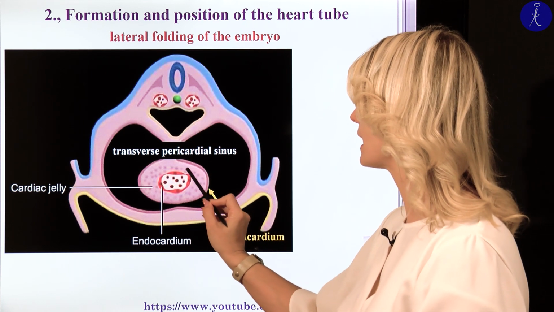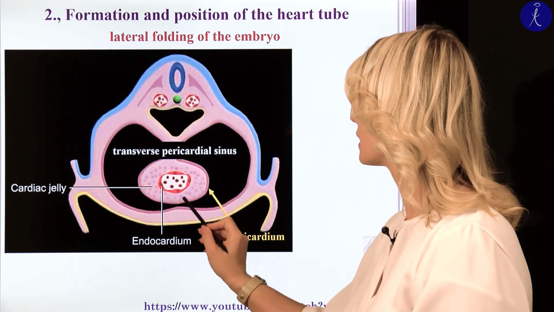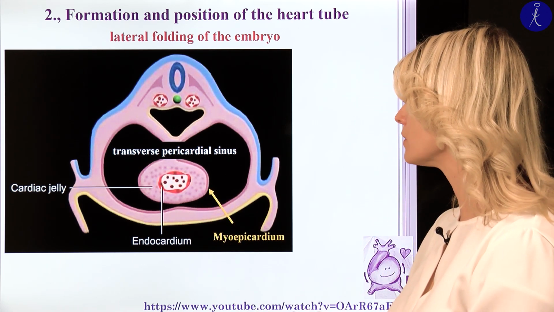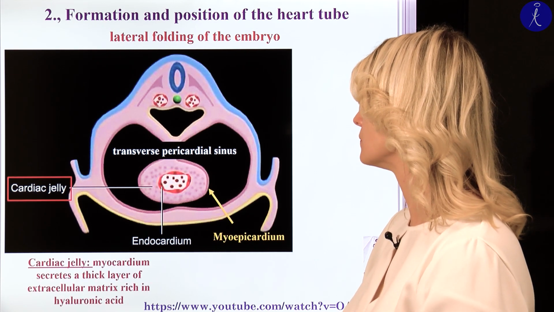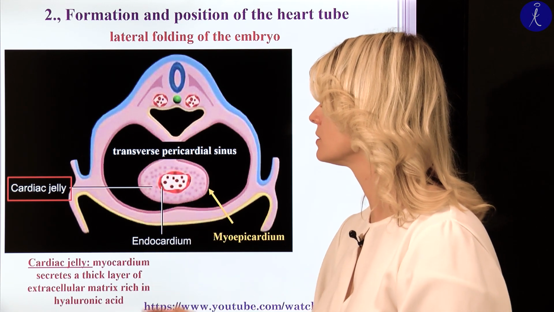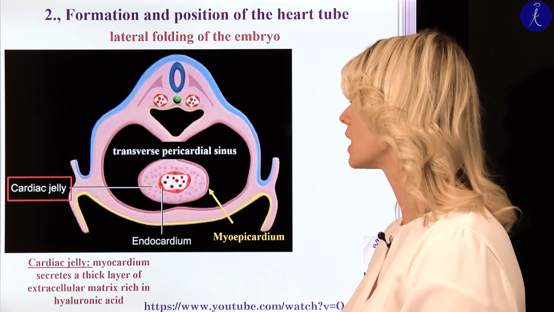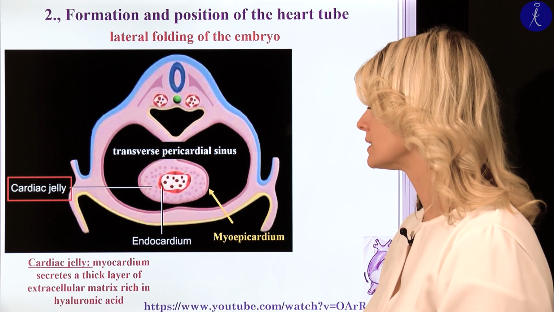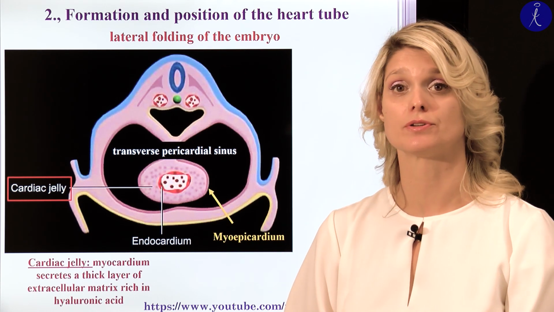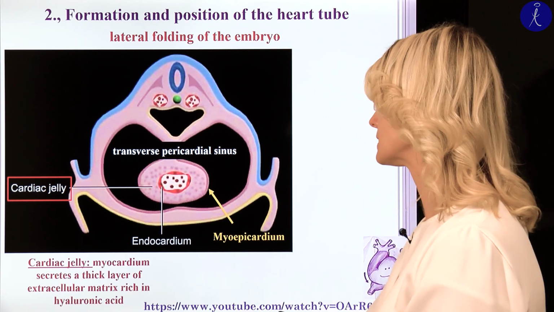So here you can see again the endocardial cells and the special myoepicardium. From this layer will develop the myocardium and the epicardium of the heart wall. I also mentioned the cardiac jelly. This is secreted by the myocardial cells, and it contains a lot of hyaluronic acid. This has a really important function in the development of the wall of the heart.